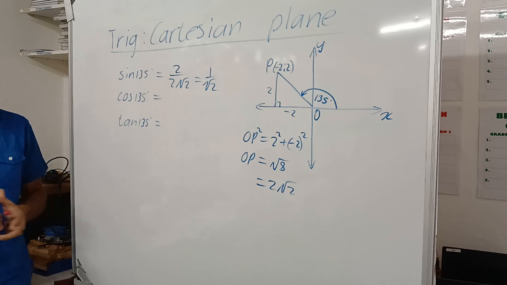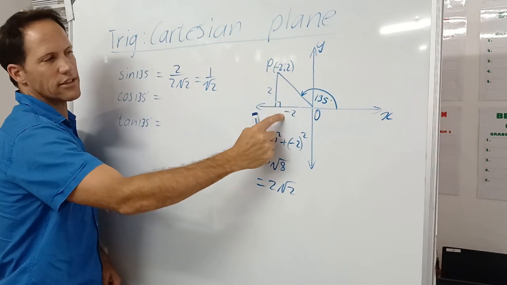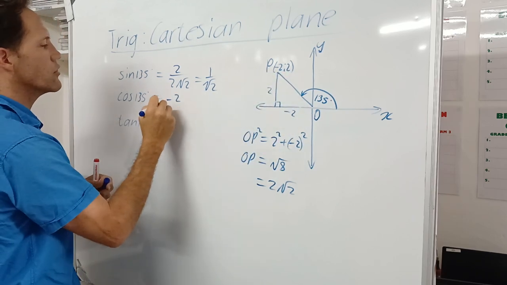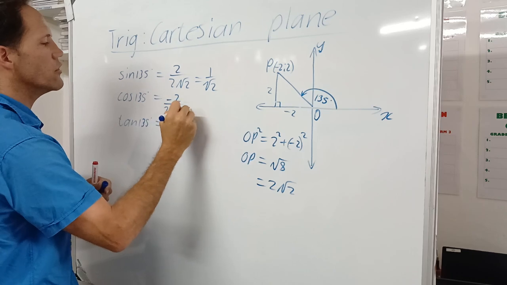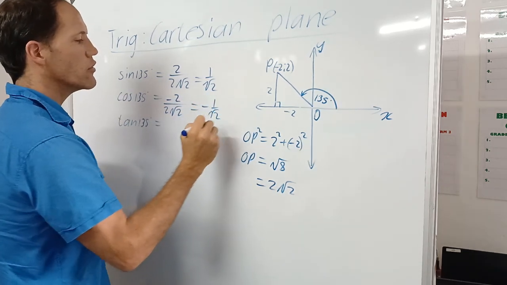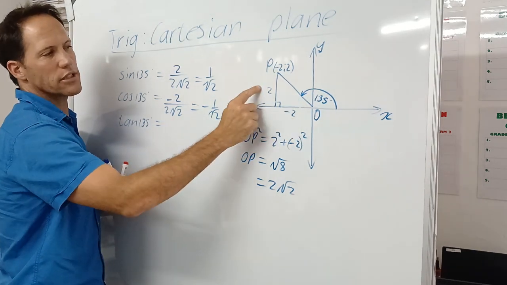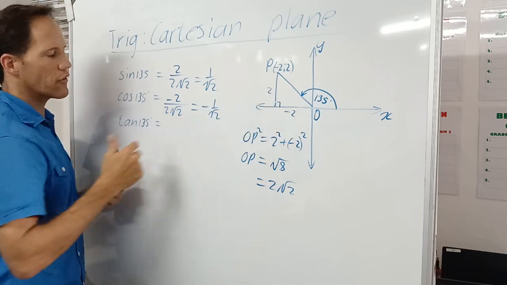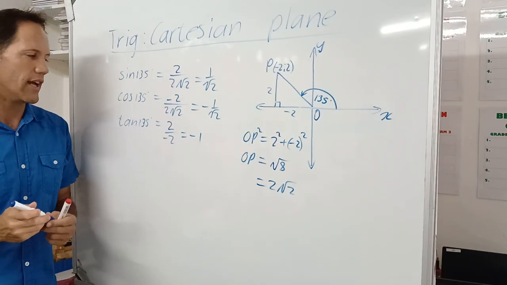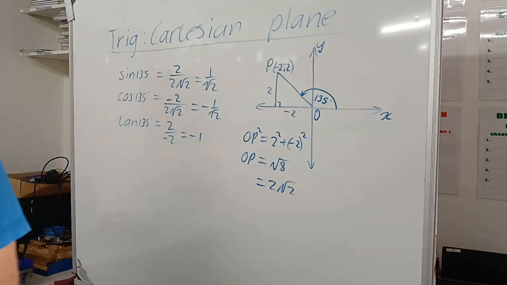Okay, now let's look at cos. Cos 135 is, from here, adjacent over hypotenuse. So it's -2 over 2 square root of 2. When you simplify this, you're going to get -1 over square root of 2. And then the last one, tan 135, is opposite over adjacent. So it's 2 over -2. And when you simplify that, tan 135 is -1. Okay, so there are the answers.